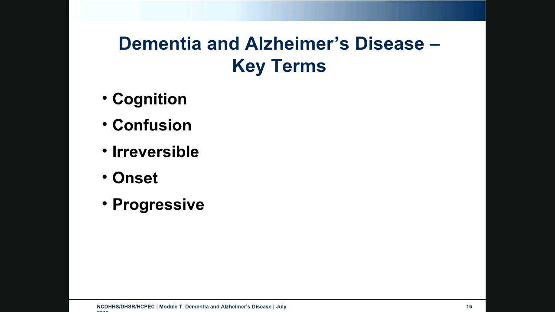So let's talk a few key terms with Alzheimer's and dementia. Of course, cognition is the ability to think quickly and logically. Confusion is the inability to think quickly, causing disorientation and trouble focusing. Irreversible: a disease or condition that cannot be cured. Onset is the time when signs and symptoms of the disease begin. And of course, progressive is the way the disease advances. So progression may be slow or fast or somewhere in between, depending.